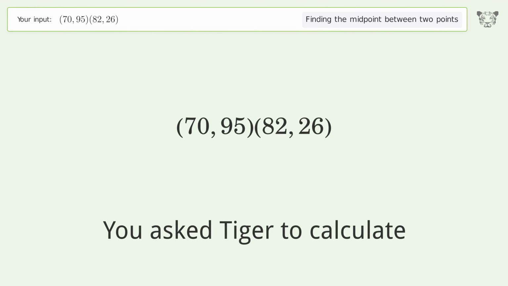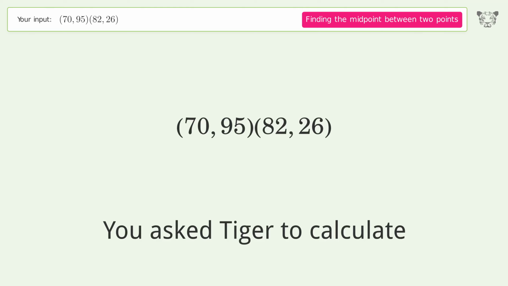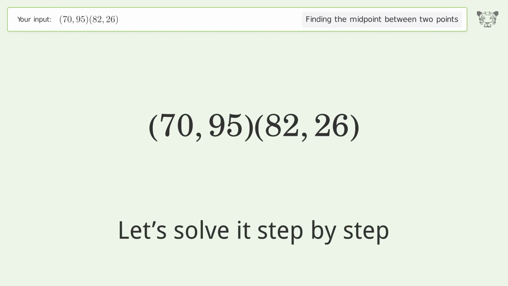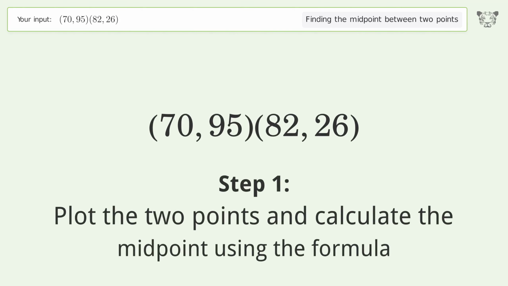You ask Tiger to calculate. This deals with finding the midpoint between 2 points. The midpoint between the 2 points is 76, 60.5. Let's solve it step by step. Plot the 2 points and calculate the midpoint using the formula.